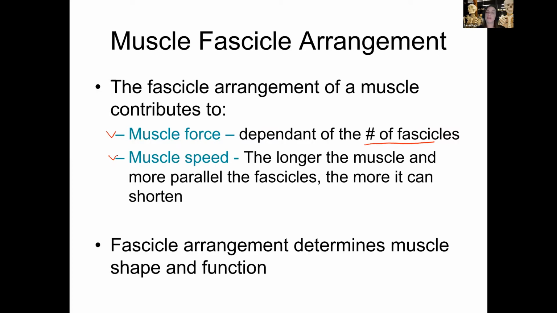So how those fascicles are arranged will determine not only the function, which we just looked at right here, but also the shape of a muscle. So let's walk through the shape of our muscles.